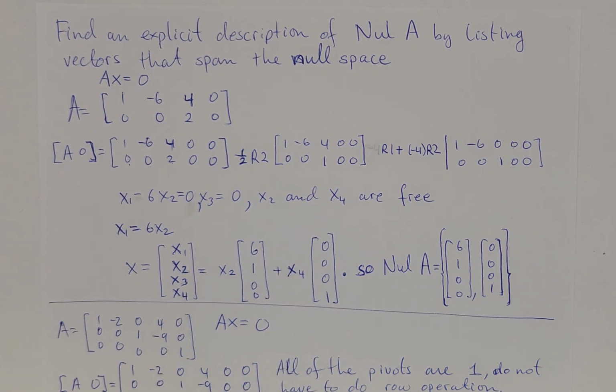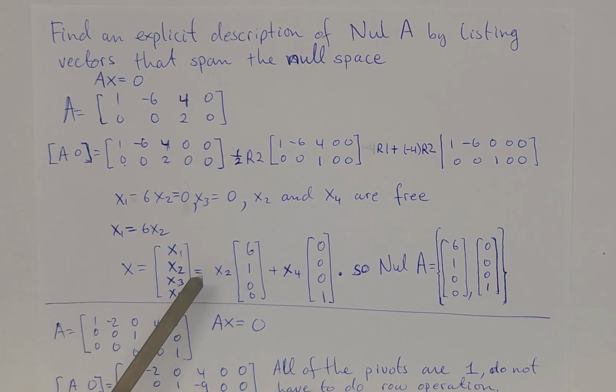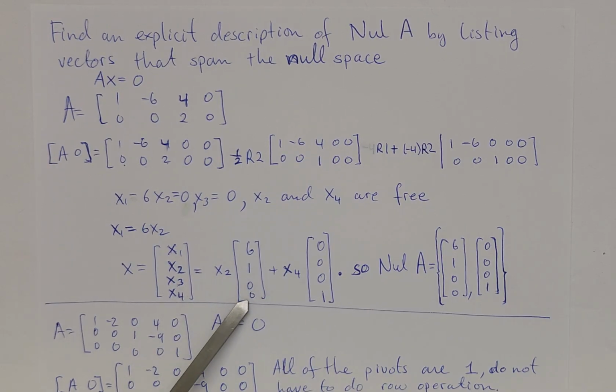So the first term of x2 is 6, and that's where the 6 comes from. Next, the second term of x2: because it is free, I will put 1. Every time it is free, put 1. There is no third term for x2, so 0. There is no fourth term for x2, so 0.